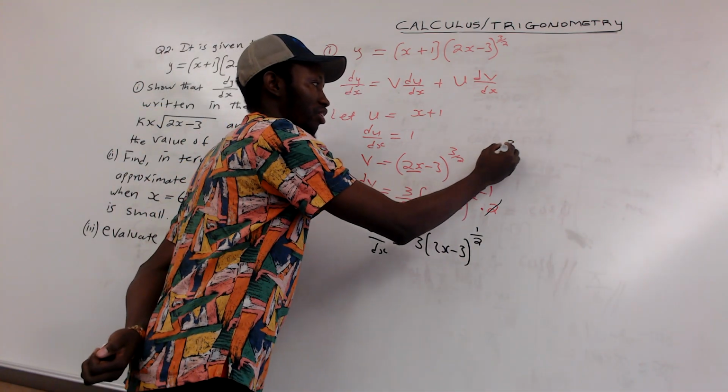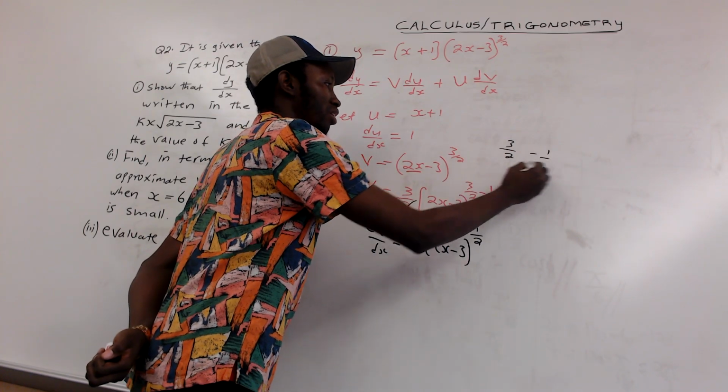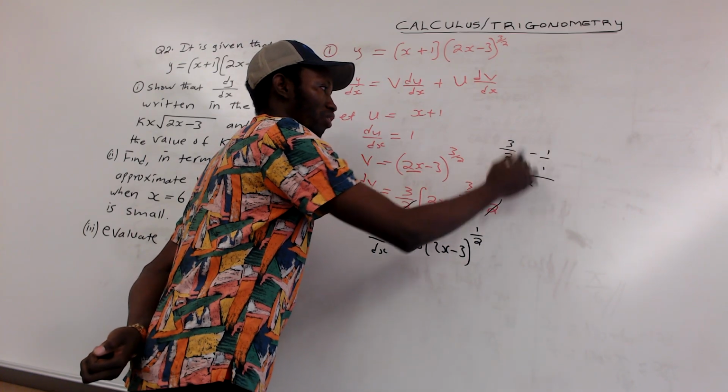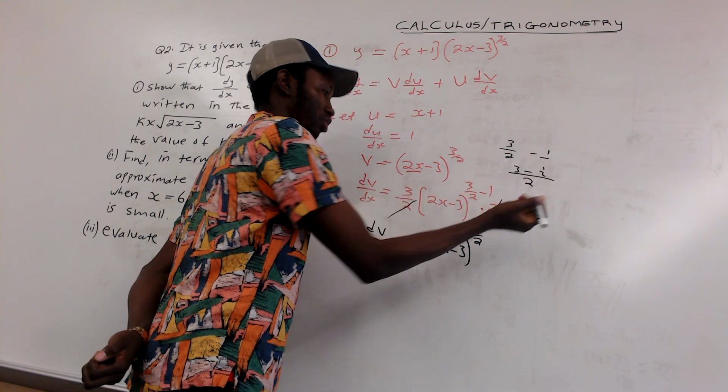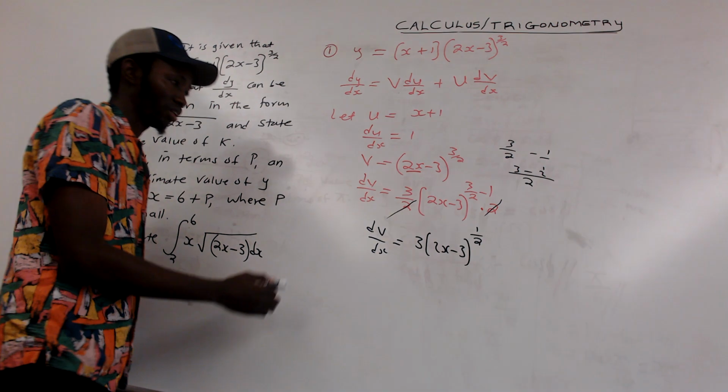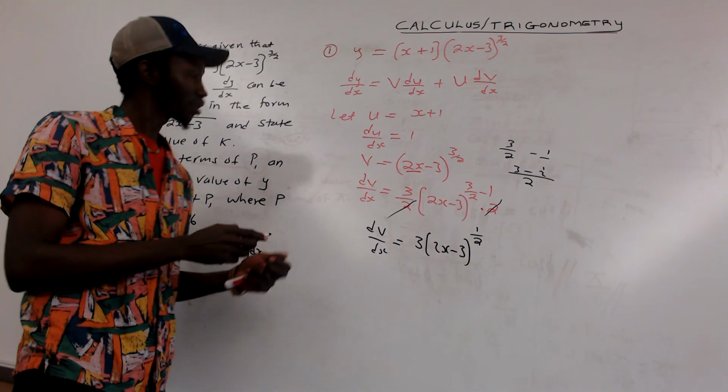If you write 3 upon 2 minus 1, the LCM is 2. 2 into 2 is 1, 1 times 3 is 3, 1 into 2 is 2, 2 times 1 is 2. So 3 minus 2 is 1, so it's going to be half. This is it. So now we have everything we need.